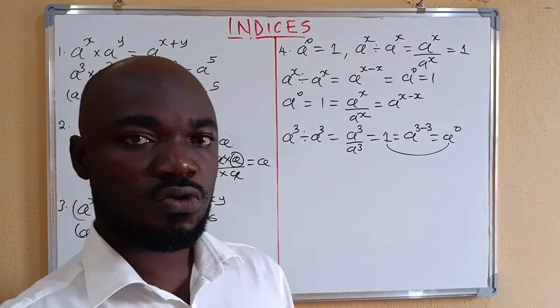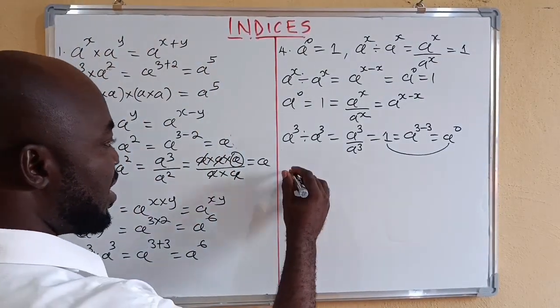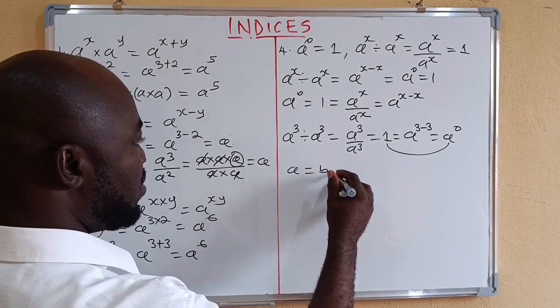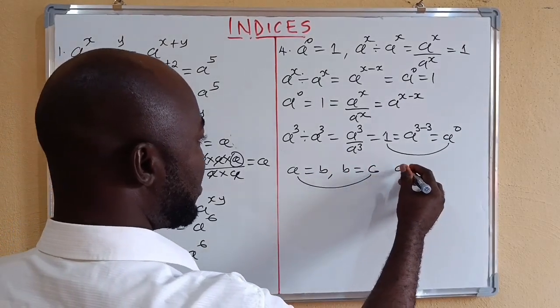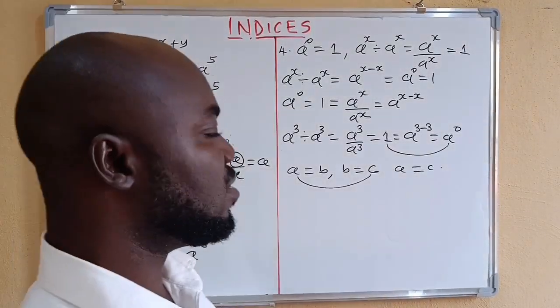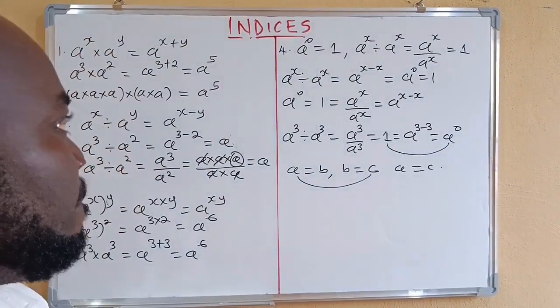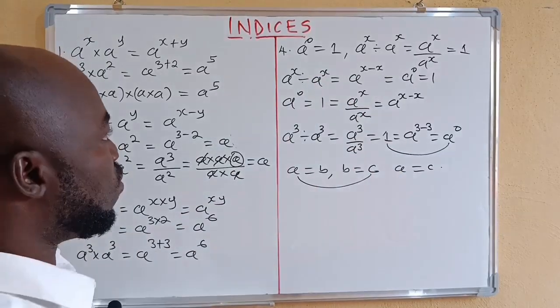They are what we call the transitive law in logic, that if A is equal to B and B is equal to C, it means automatically that A is equal to C. When we discuss logic, we'll come to this aspect of indices. Now, these are different laws. Let's also try what we call the fractional law.